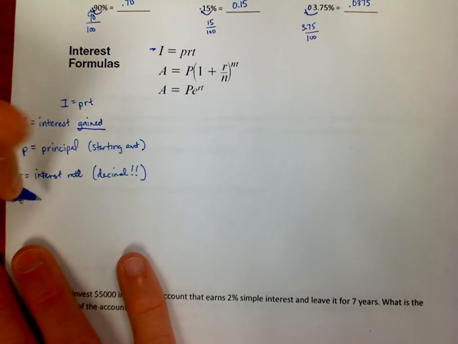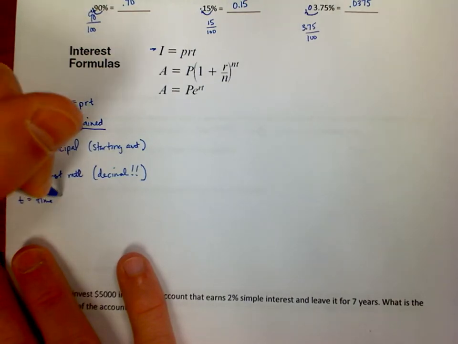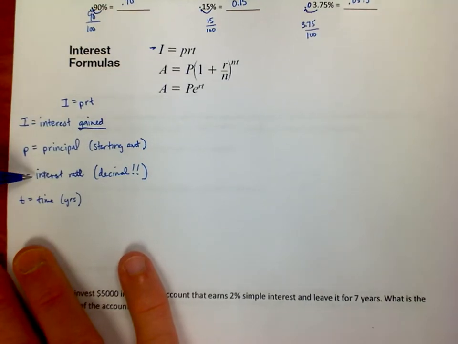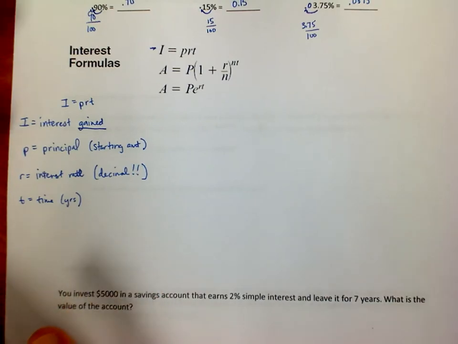And then T stands for time, and typically this is in years, okay? Almost always this is in years because the interest rate is a yearly thing, so the time is also going to be measured in years.